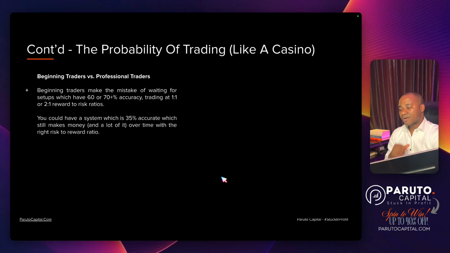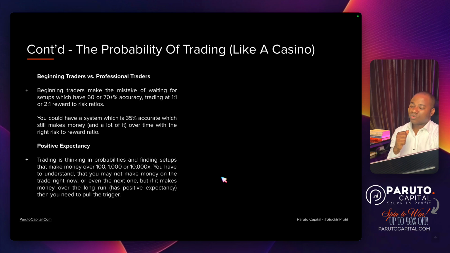All right, so now positive expectancy is also something you should understand. Trading is like thinking in probabilities and finding setups that make money over not just 1 or 2 trades, but over 1,000, over 10,000, over 100,000 trades. So you simply want to find a profitable strategy that actually works over 1,000 trades, and then you use that strategy. That's trading, and it's a game of probability.